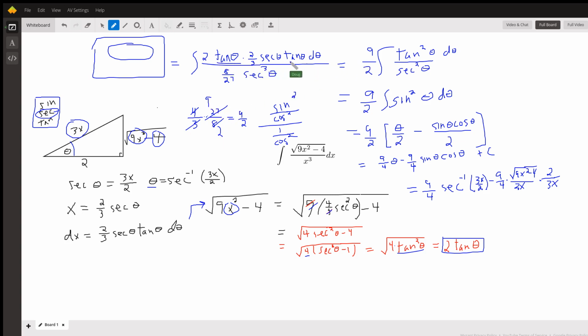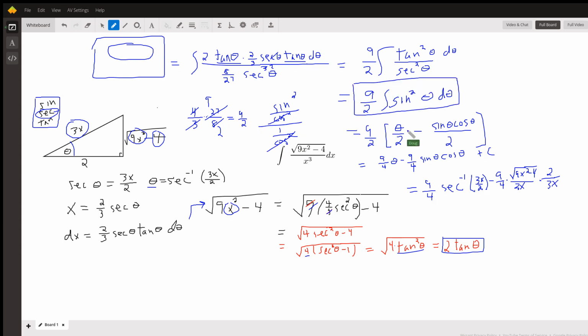There's 2 factors of tangent squared theta. 1 factor of secant theta cancels out in the denominator. And finally, we use the identity that sine squared over cosine squared is tangent squared. 1 over cosine squared is secant squared. These cancel. And there's the integrand we want to evaluate right there in terms of theta.